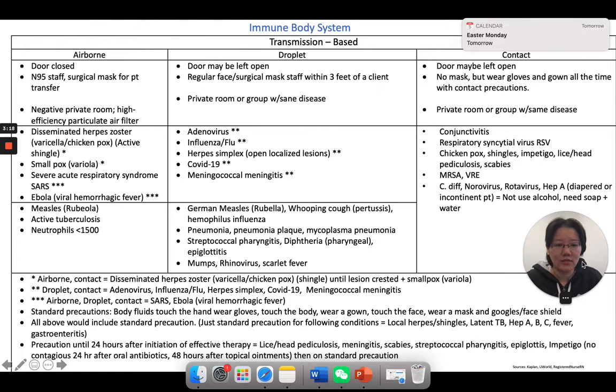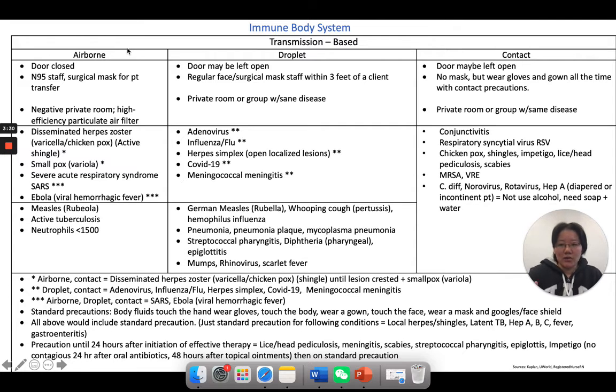For transmission precautions, I put again under immune body systems. It goes from the left side: airborne, middle: droplet and contact, and then far right will be standard, which applies to any condition. We use standard precautions, such as washing hands. So when we see a patient, no matter what condition they are in, we always wash our hands before we go and approach the patients.